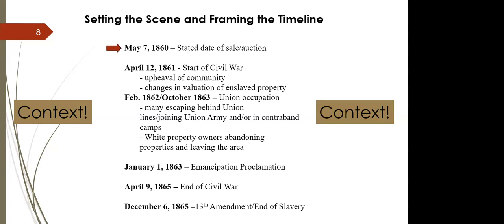April 9th, 1865 was the end of the Civil War, and then December 6th, 1865 was the formal ending of slavery with the passing of the 13th Amendment.